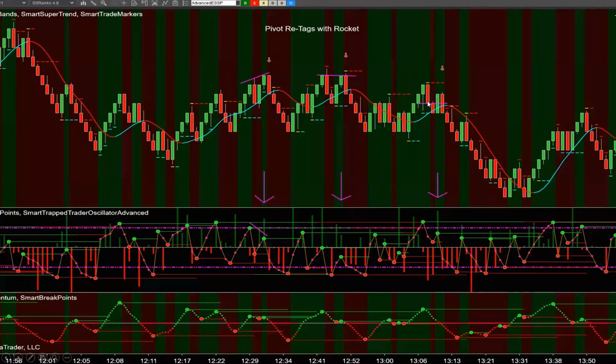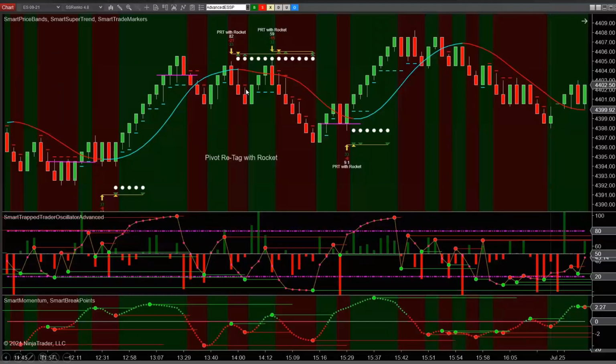Here's a typical pivot retag. We get a new extreme. These are new extremes, local. See, we're going up, make a new high. We're going up, fail. We're going up, new high. Pivot retag, 112, with a rocket on the right side. And away we go. Okay, so that was Monday.